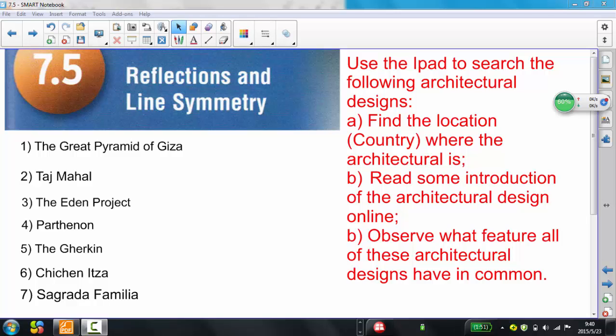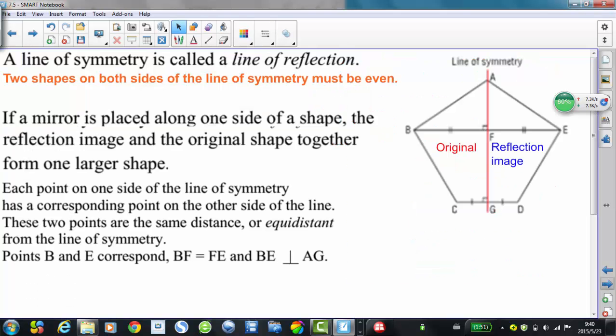7.5 Reflections and line symmetry. A line of symmetry is called a line of reflection. Let's look at the example here. I have A, B, C, G, which is a quadrilateral, and this one was A, E, D, G, another quadrilateral.